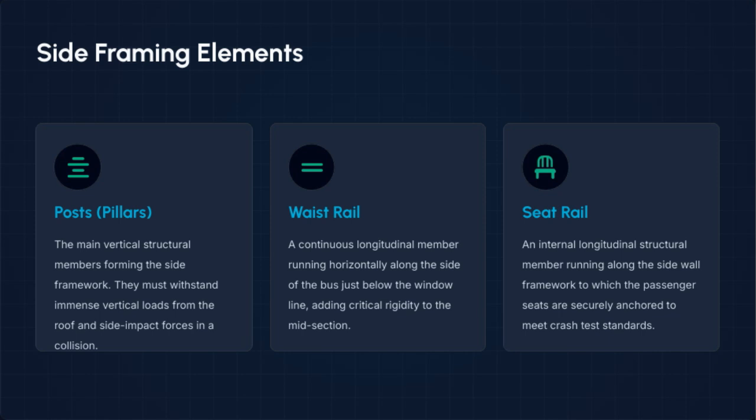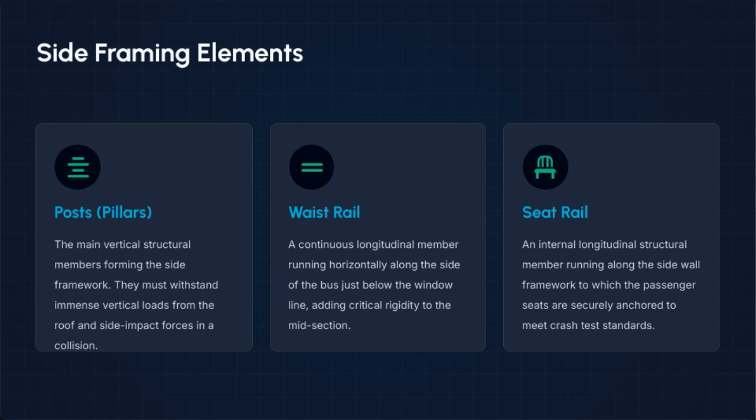Next, there's the seat rail. This is a continuous, long horizontal member that runs just below the window line along the side of the bus. Its main purpose is to add critical rigidity to the midsection of the vehicle, helping to maintain structural integrity and passenger safety. Then we have the waist rail.